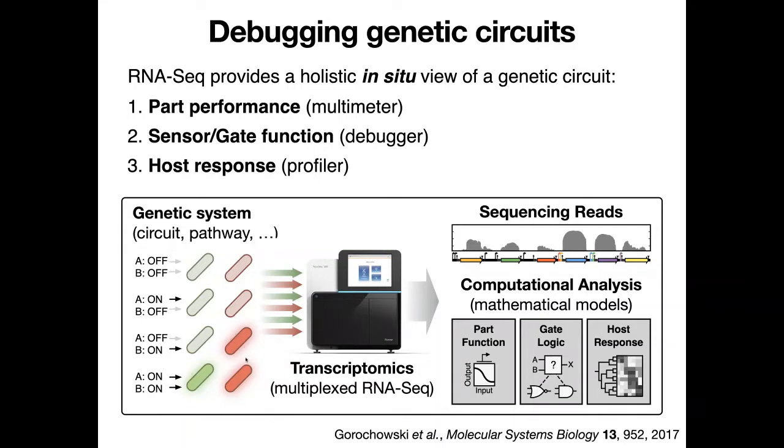And so we begin by basically sampling our system in all the possible states that it can take. We then process these samples using a highly multiplexed RNA sequencing method, and then use this data to generate what we call transcriptional profiles that capture basically the RNA polymerase flow along the entire length of the circuit. Now, using these transcriptional profiles, we can then interpret them using basic mathematical models to start inferring how individual parts within the circuit are functioning, as well as how the cell is actually responding to the circuit itself.